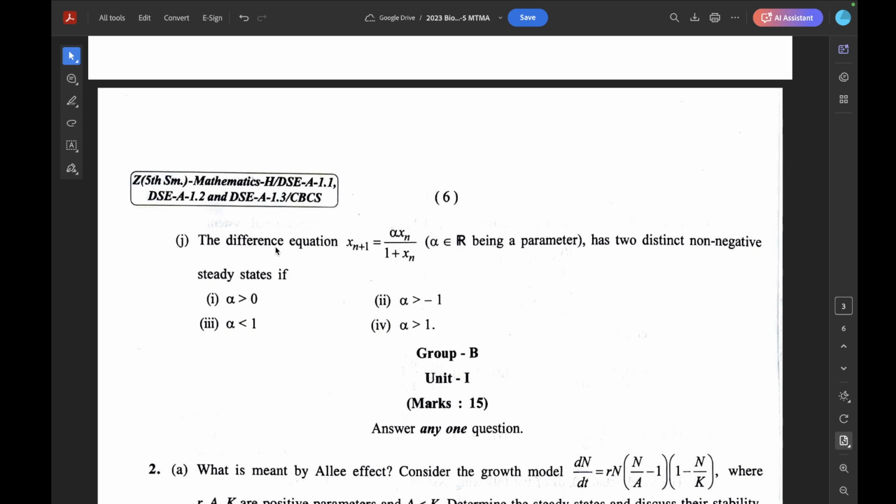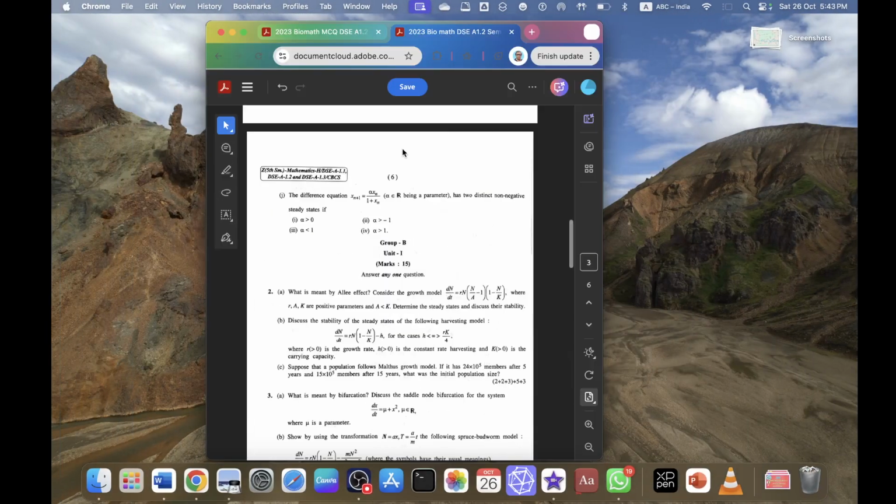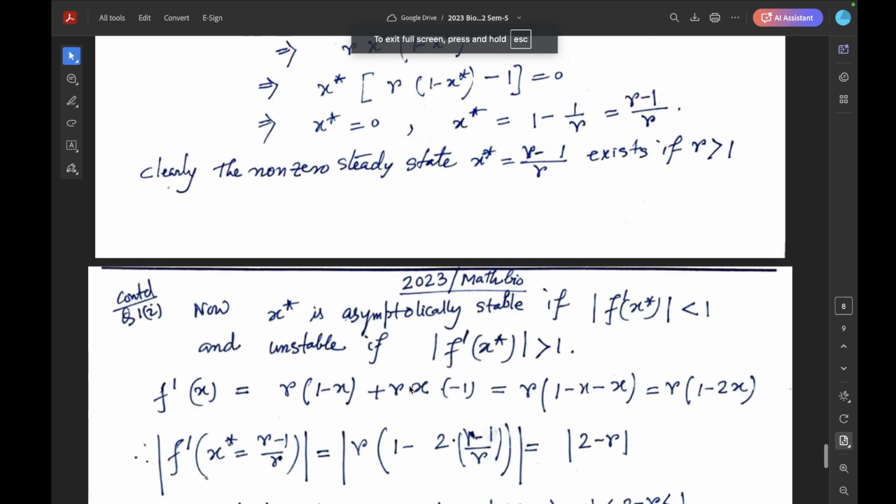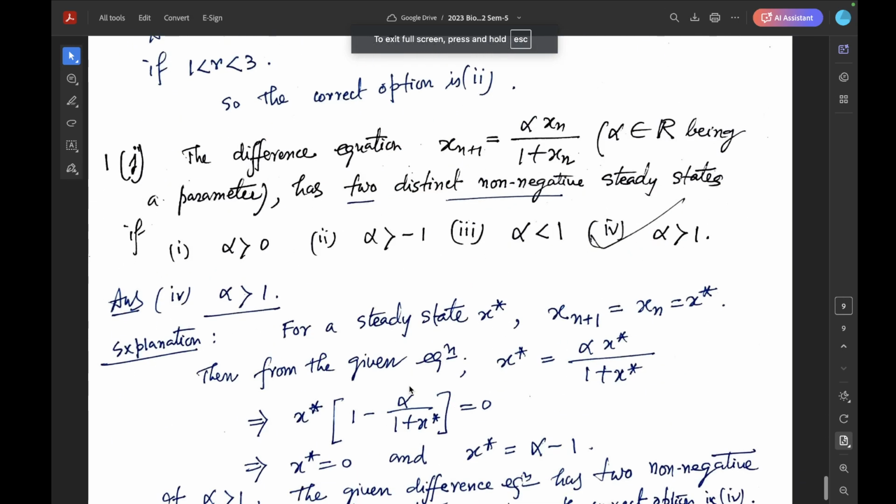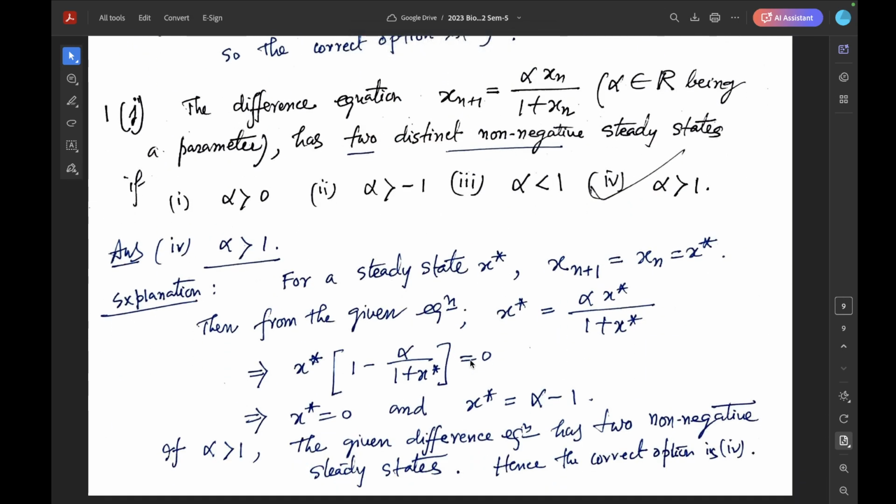Last question, MCQ. The difference equation x(n+1) equals alpha x(n) by 1 plus x(n), alpha a real parameter, has two distinct non-negative steady states if what? Correct option is 4, alpha is greater than 1.